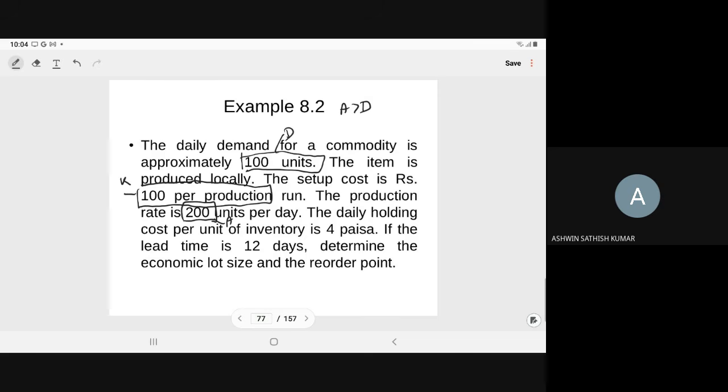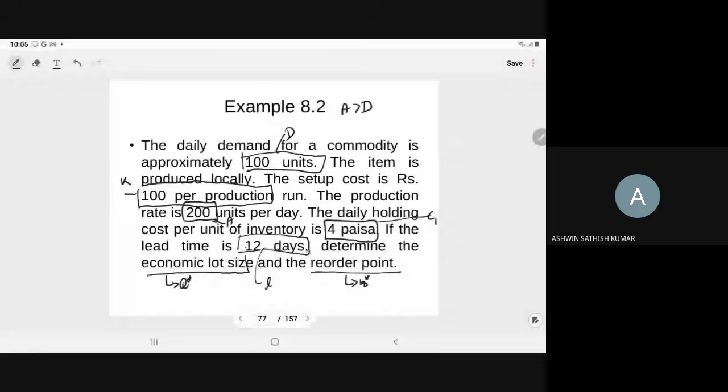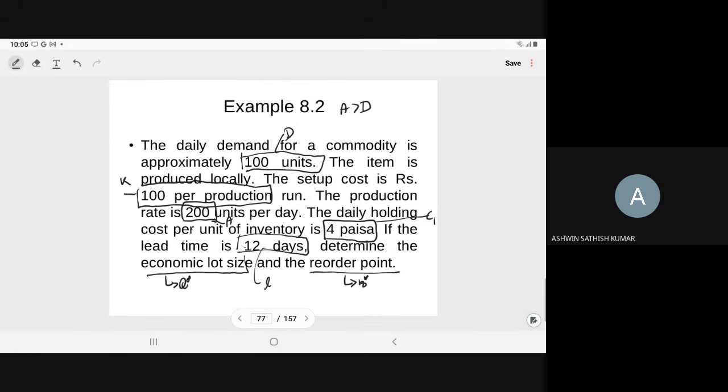The daily holding cost per unit of the inventory is 4 paisa. So here we have the holding cost, equal to C1. The lead time is 12 days. Determine the economic lot size. Economic lot size means economic order quantity, that is, we have to compute the Q star, and the reorder point. It is also known as the economic lot size or economic order quantity. So you have to compute.